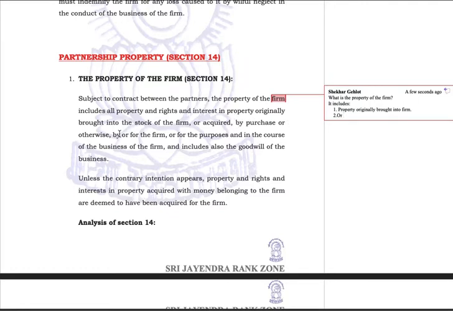Second, property acquired by purchase or otherwise. Otherwise, maybe a business deal in which somebody had to pay you something, but he could not pay you, so he gave you a property. Property acquired by purchase or otherwise, by the firm or for the firm, or for the purposes and in the course of the business of the firm, and includes also the goodwill of the business.